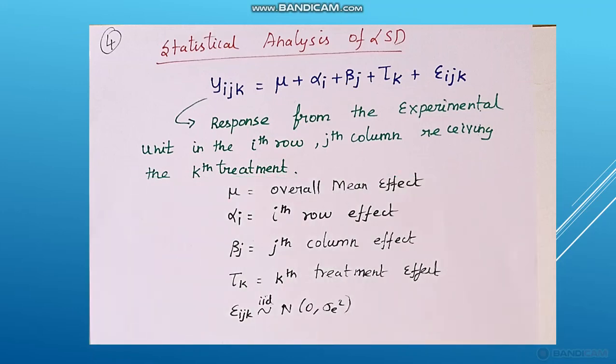Mu means the overall mean effect, alpha i means the ith row effect, beta j means the jth column effect, and t k means the kth treatment effect, and then the error. The error follows the normal distribution with mean 0 and variance sigma square. So this is the linear model for analyzing the LSD design.